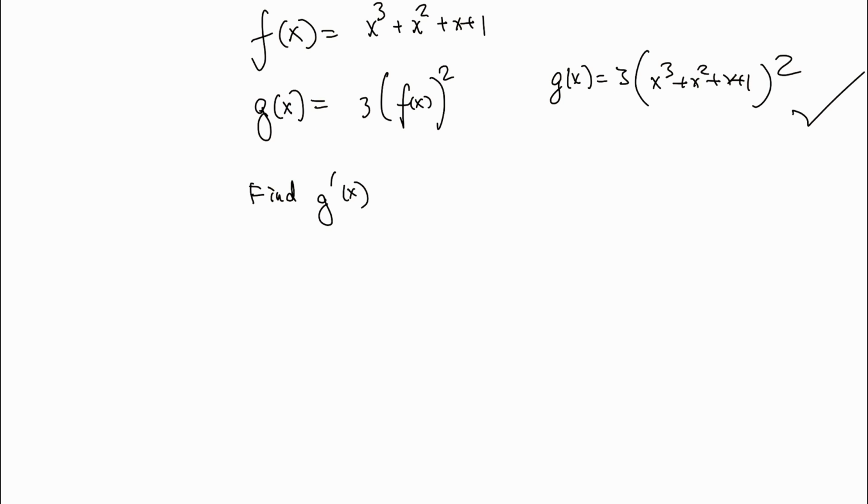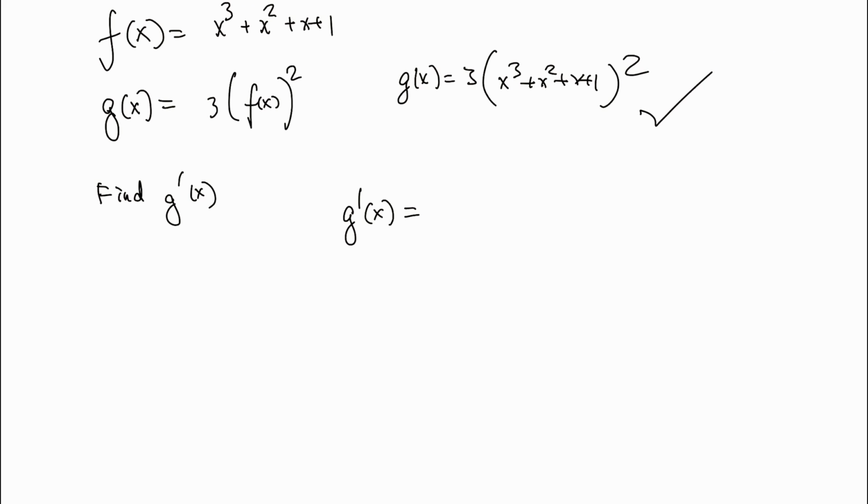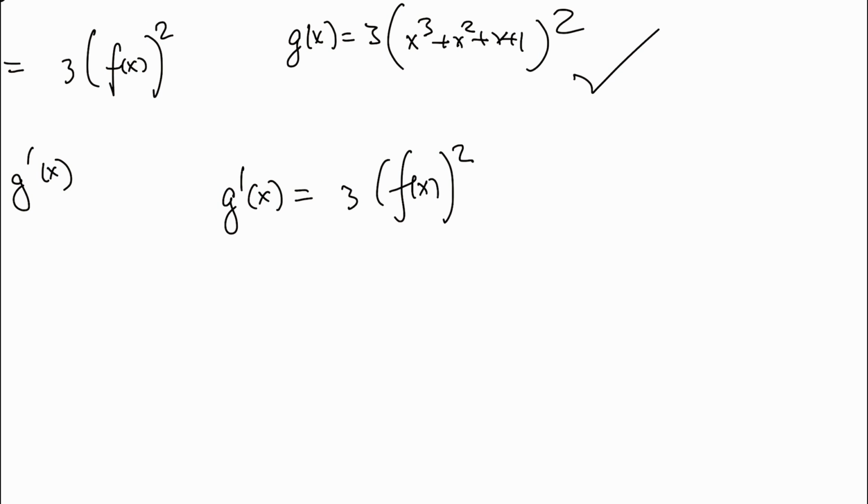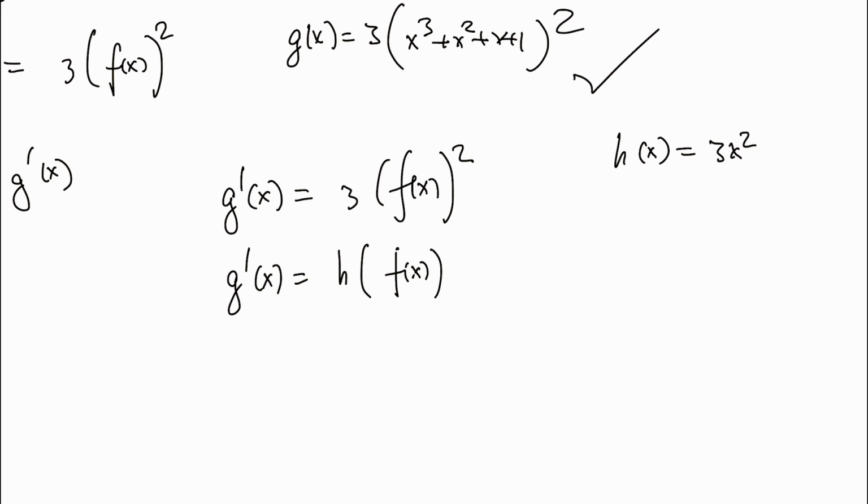The chain rule is actually, so if we want to find the derivative of g with respect to x, then we simply have this, and we basically want to find this composite function, and the outside function is actually, let's name that h of x, 3x squared, and we plug in that f of x. So we want to find the derivative, which is equal to h of f of x. So that's what we want to find.